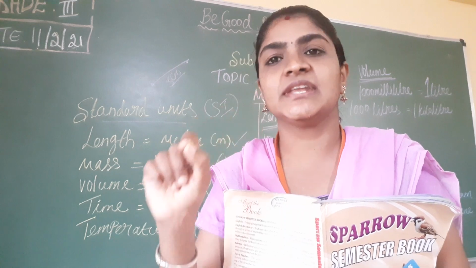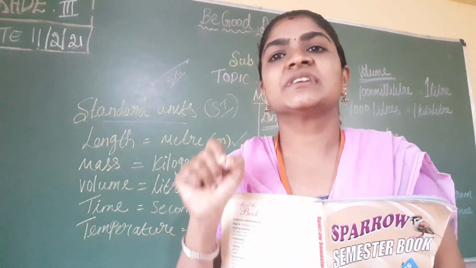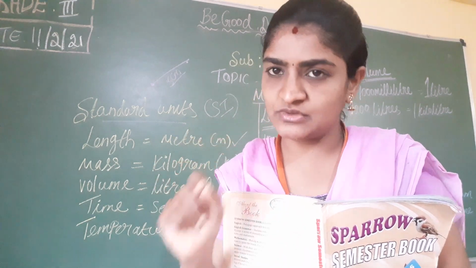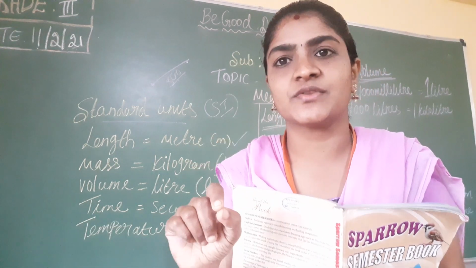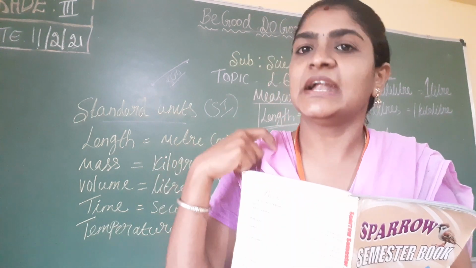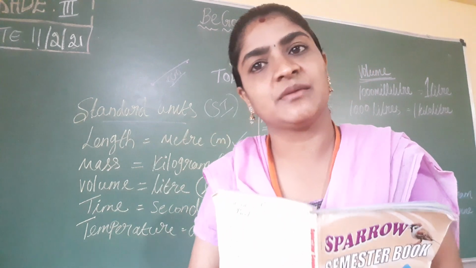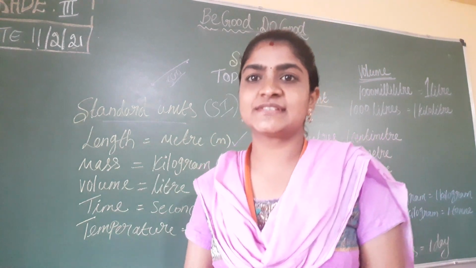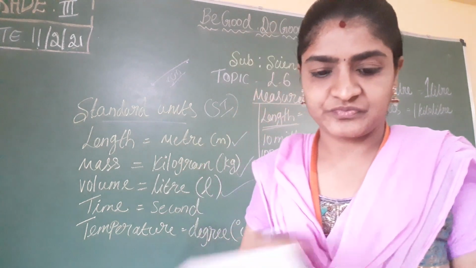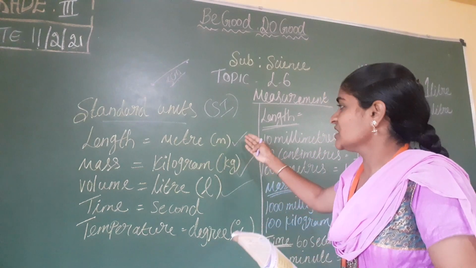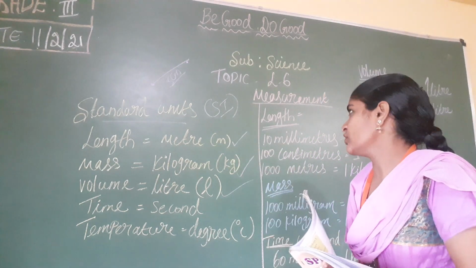This ml indicates milliliter. How many milliliters of syrup you have to take, the doctor will say. So based on that we are measuring that liquid and taking it. So like that we can measure liquids. That is called volume. And here, what are the standard units we are going to follow for this?